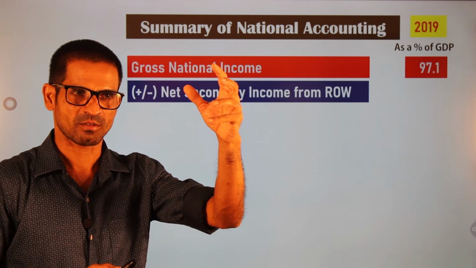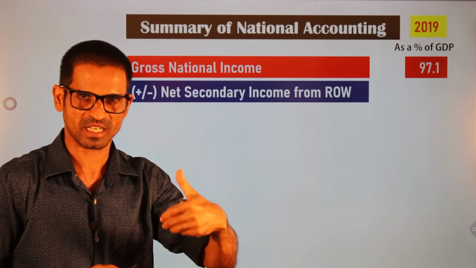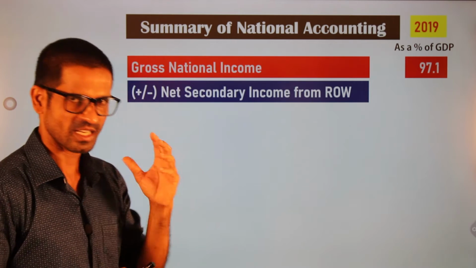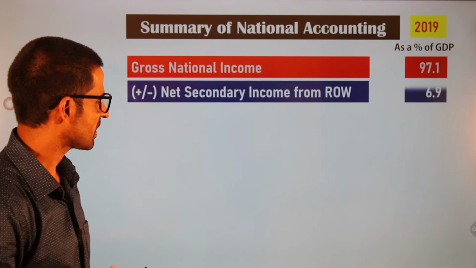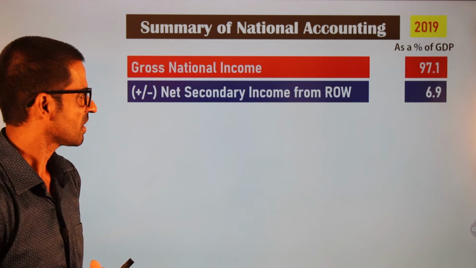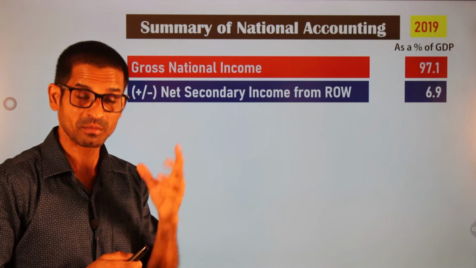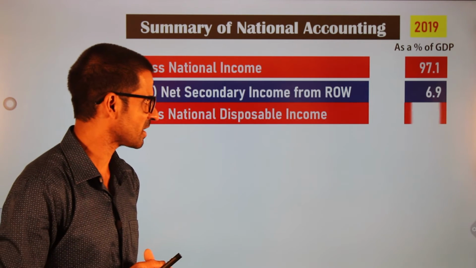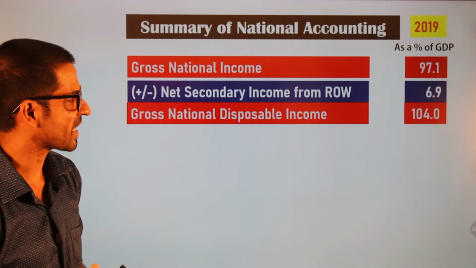So while Sri Lankans are living in other countries, they are sending money here. They are not taken as a primary income, they are taken as a secondary income. So when that is adjusted, which is 6.9, which is a very considerable amount, it is greater than the net primary income. So as a result, there will be gross national disposable income, which is larger than gross domestic product.